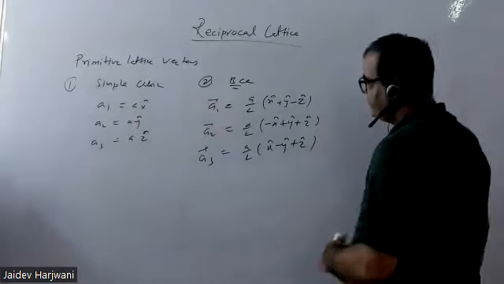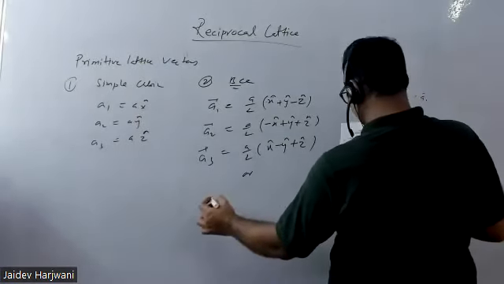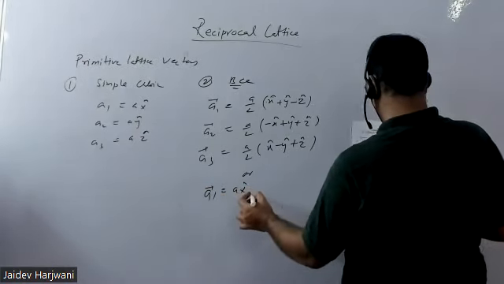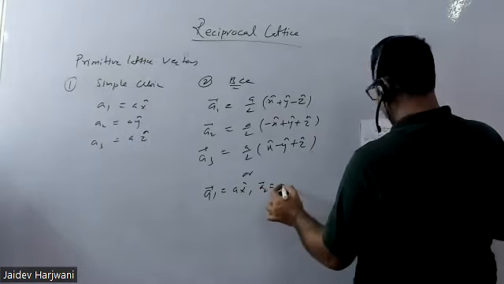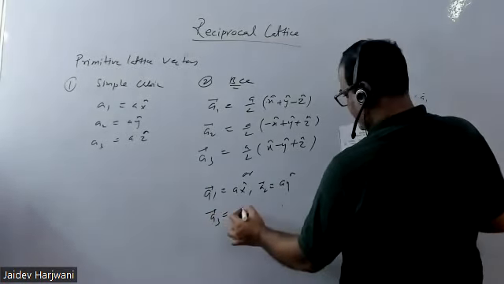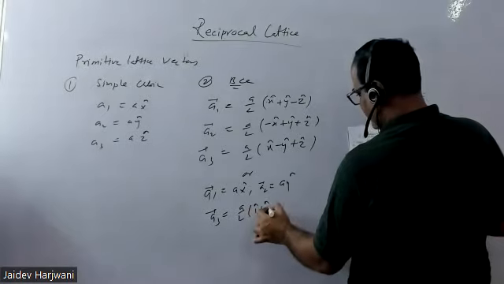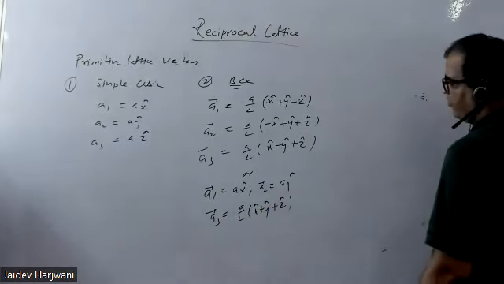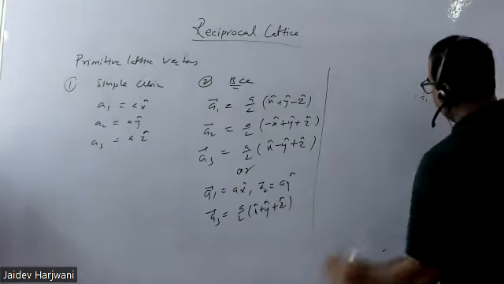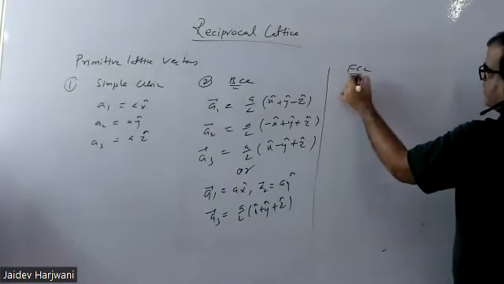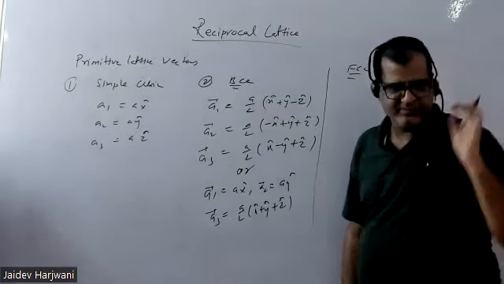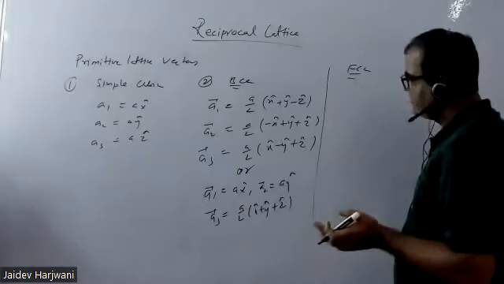This is one set. For BCC you have two sets. You can also write for BCC a1 = a x̂, a2 = a ŷ, and a3 = a/2 (x̂ + ŷ + ẑ). Both you can use. Now you know the reciprocal lattice of simple cubic is simple cubic, the reciprocal lattice of BCC is FCC, and the reciprocal lattice of FCC is BCC.